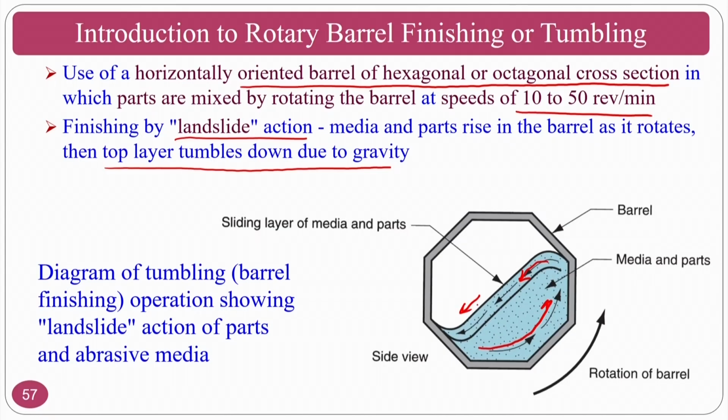The media, parts and others are mixed here. You have abrasive particles like in the vibratory bowl finishing process. You add them here and you rotate the bowl. Whenever you rotate the bowl, what will happen is that whatever is at the top level will slide to the bottom. So the action looks like a landslide.